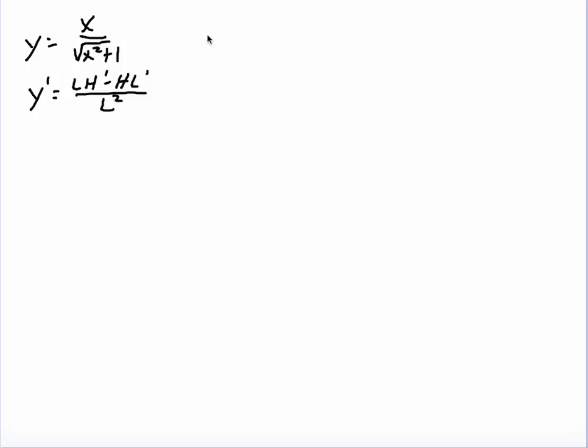Now let's go over here and figure out what high and low are. High is going to be x. High prime will be 1. Low is going to be x squared plus 1 to the 1/2. And I write it that way so we can do low prime using the chain rule.